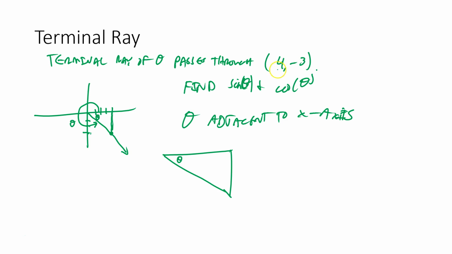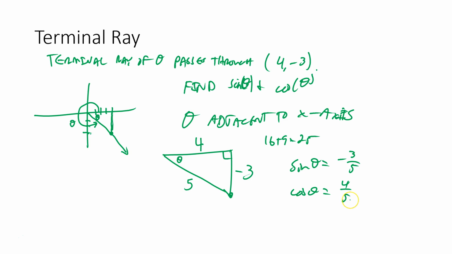4, negative 3 is the coordinate point there. That means this length is 4, and this guy is negative 3. You could make it just a 3 and then figure out the signs later. I think it's easier to do it this way. So we need to find the hypotenuse. A squared plus b squared, 16 plus 9 is 25. Square root of 25 is 5. So we have a 3, 4, 5 right triangle. So sine of theta is going to be opposite over hypotenuse, negative 3/5. And cosine of theta would be 4/5.